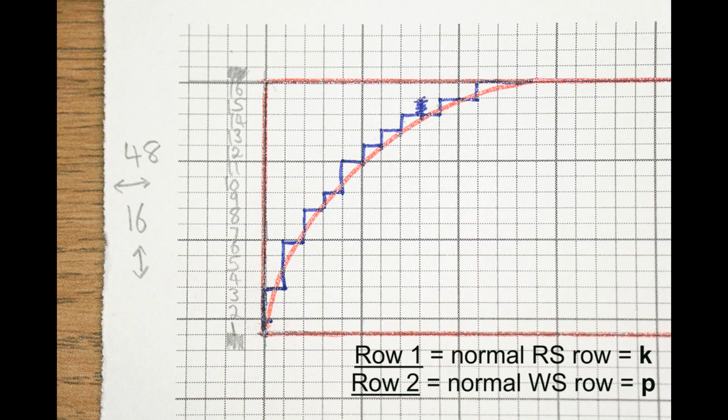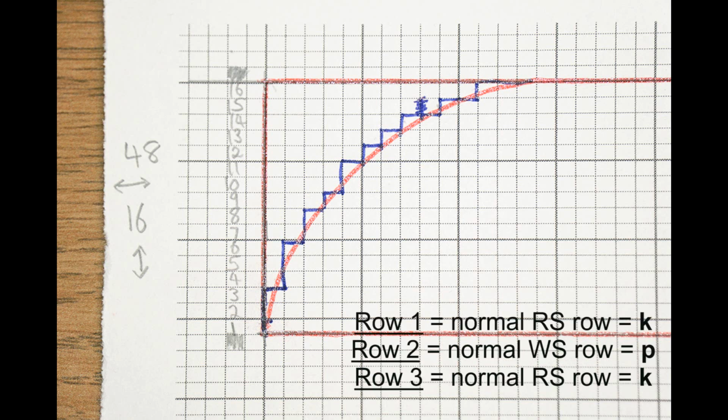Row 3 is the same as row 1, so once again it's going to be a regular right side row of knit stitches.